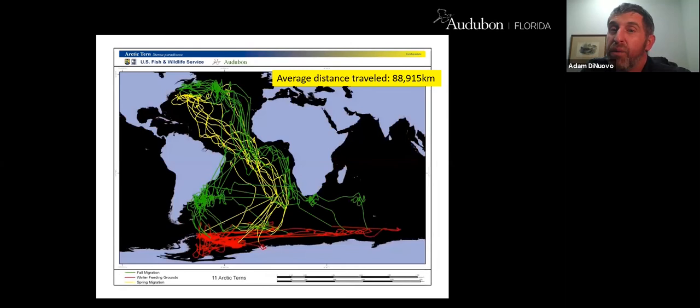And here's what it looks like when you put it all together. Each one of these birds, the average was close to 90,000 kilometers, which is pretty much 60,000 miles a year. Every single year, that's what they do. And some of these birds that I've trapped in Maine are 29 and 30 years old. So those birds were raising chicks. This one bird in particular I can remember was 29 years old and had flown 60,000 miles a year for 29 years, which is just an amazing thing to think about.